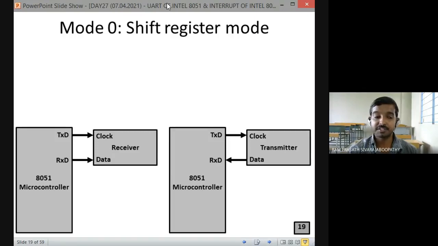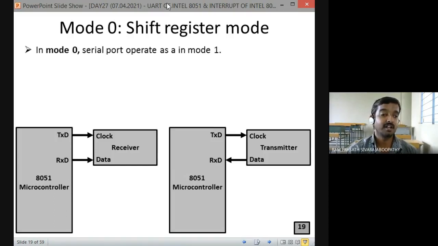In the case of shift register mode, the TXD pin is going to work as a serial clock, whereas the RXD pin is going to be used for both reception as well as transmission.